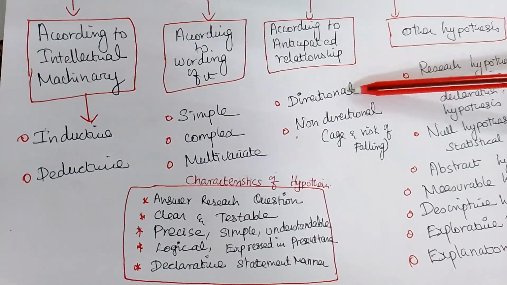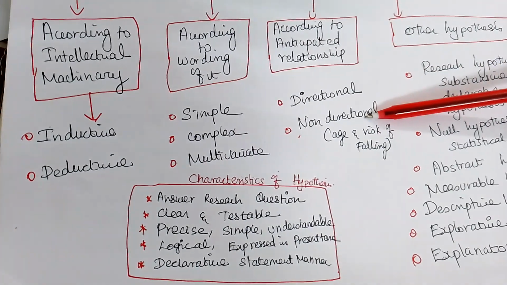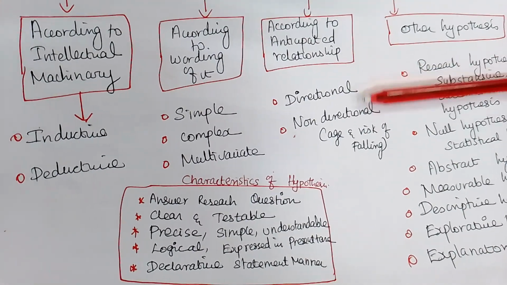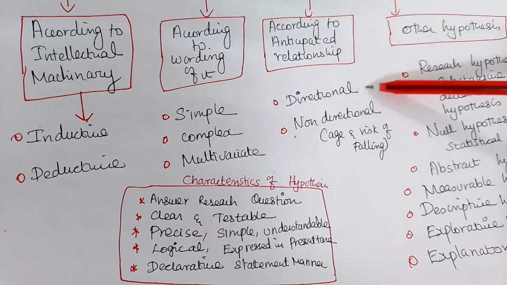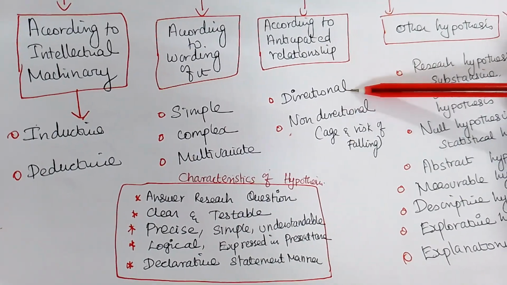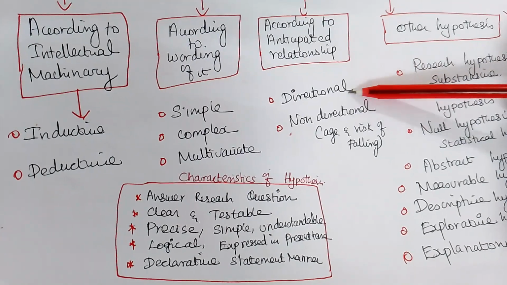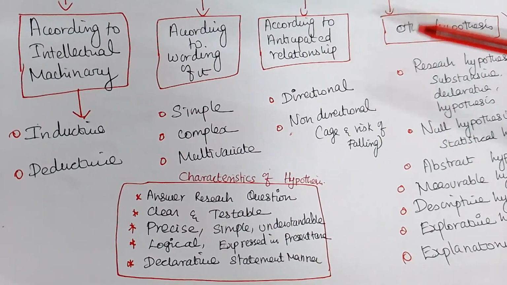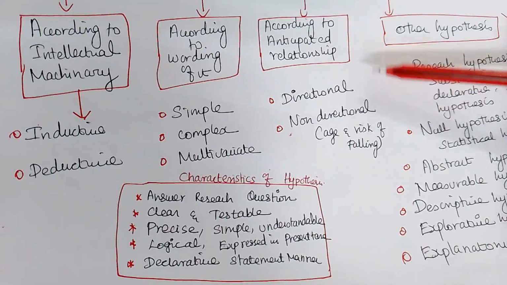Then, according to the anticipated relationship, it is called directional and non-directional. Directional is giving some idea; it is directing. For example, eating dates may increase the hemoglobin level, giving some direction.